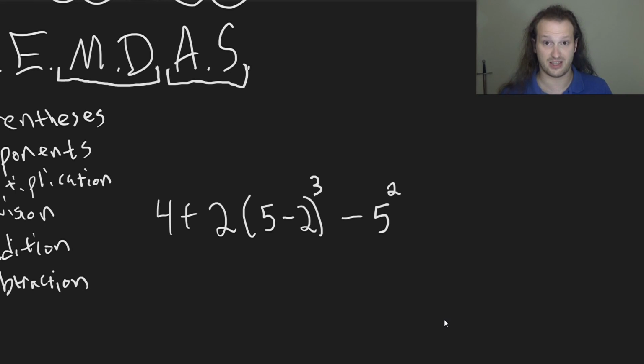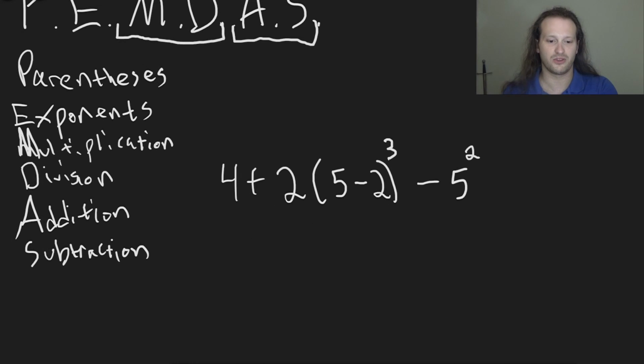Do every step on a new line. So this is 4 plus 2. Remember, this number on the outside of this parentheses is the same thing as multiplication. But now we'll have two constants next to each other, so I am going to put the little dot next to it to signify that this is multiplication. And then that 3, this 5 minus 2 becomes the 3, but that exponent hasn't done anything yet. So we're going to leave that there, and then minus 5 squared.